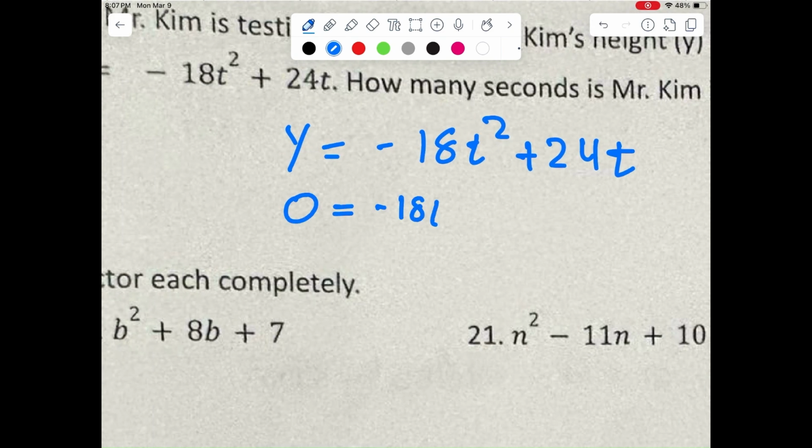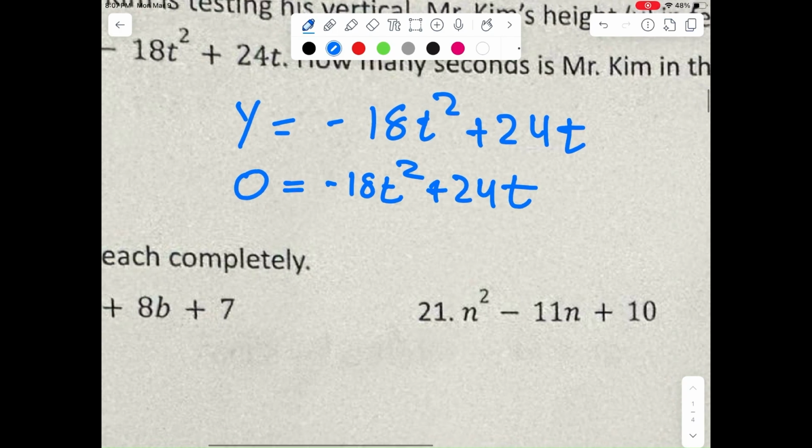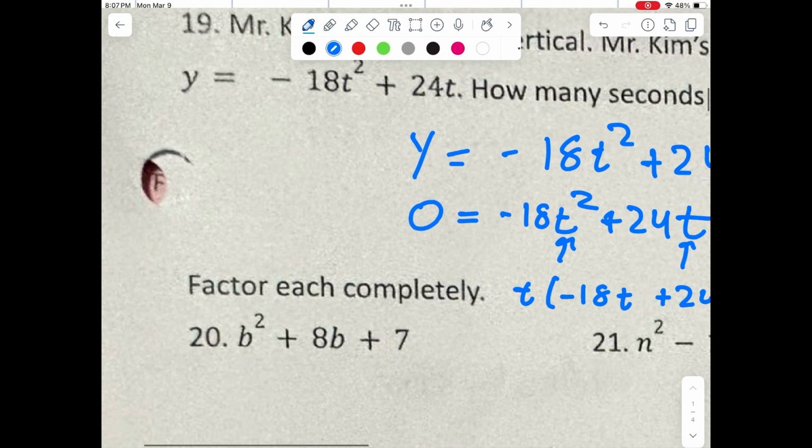We have negative 18t squared plus 24t. And now we're just going to treat it just like how we were doing it before. So we'll notice that they both have a t, so we can start there. So it'd be t times negative 18t plus 24. If we have t squared and we're taking out a t, you just subtract the exponent. So it'd be like t minus 1, so it'd be just t.